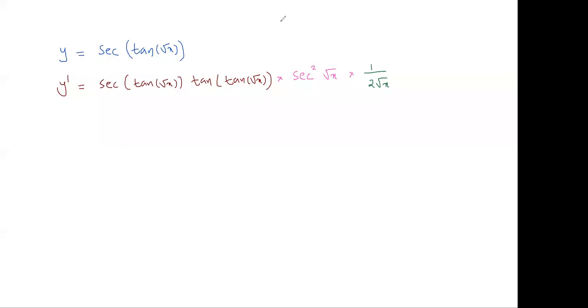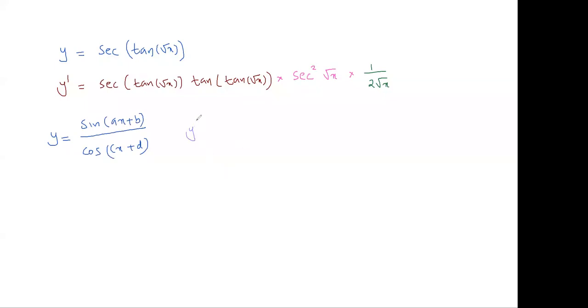Now y is equal to sin ax plus b divided by cos cx plus d. So here आपको quotient rule apply करना पड़ेगा. You have to apply quotient rule.